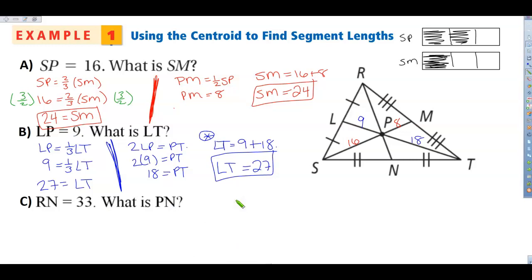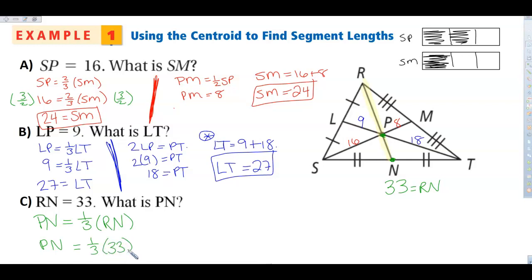All right, for part C, I'm told that RN, so this whole segment here, is 33. All right, I want to know what PN is. Well, PN is the 1/3 section. Okay, so I know that PN, because it's coming from the midpoint, all right? Midpoint to centroid is 1/3 of the whole thing. So it's going to be 1/3 of the whole segment. So PN is going to be 1/3 of 33. So PN is going to equal 11.